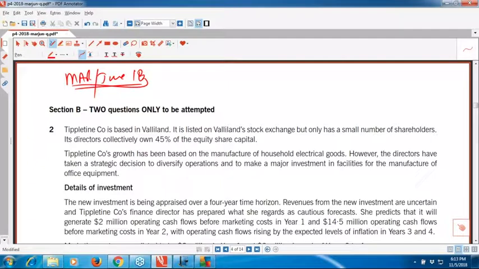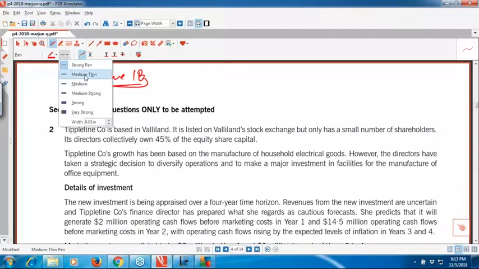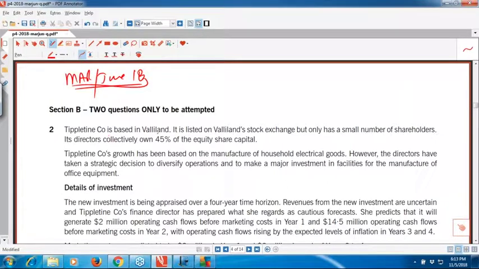It is always advisable that you should try and read the top paragraph, and then go to the question's requirement immediately. So if I refer to the requirement of this question, the first one says Triptyline is based in Valley Land. What is it based in? It's based in Valley Land.